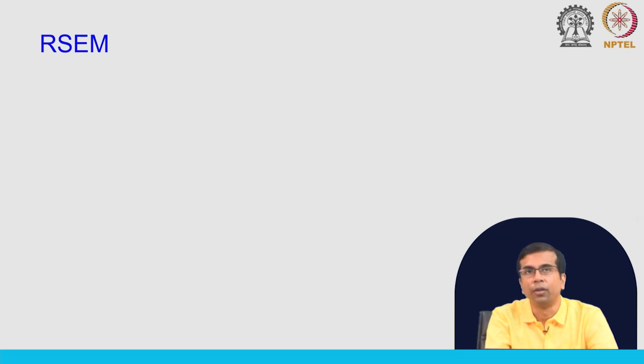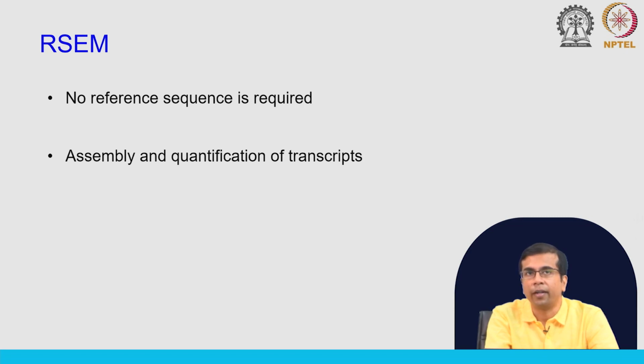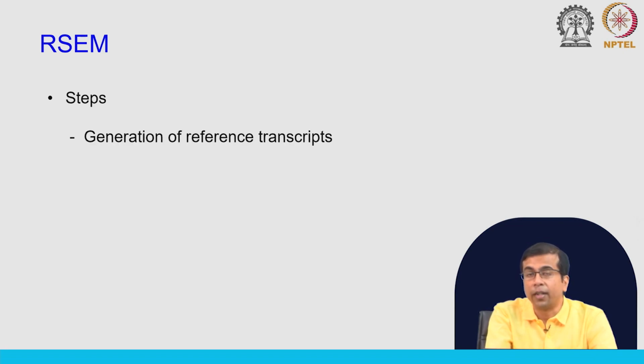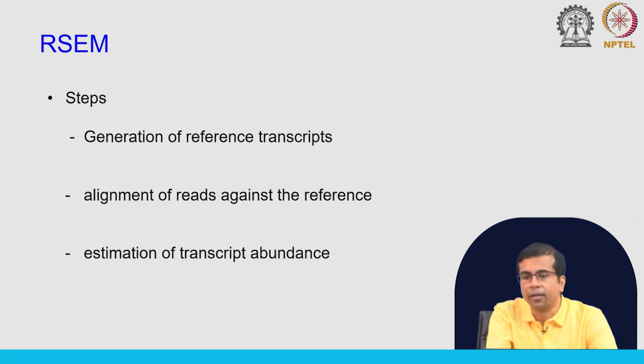The full form of this tool is RNA-Seq by Expectation Maximization. This tool does not require any reference sequence. It can assemble transcripts as well as quantify transcripts. We have discussed many such tools before. There are several steps here. One is generation of reference transcripts from the read data, then the reads are aligned against the reference, and based on this alignment you have the estimation of transcript abundance.